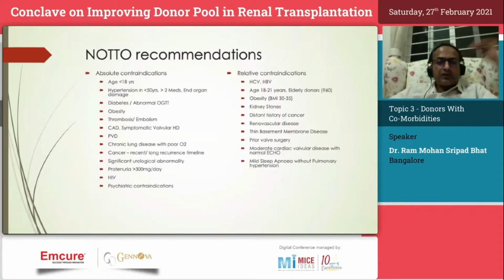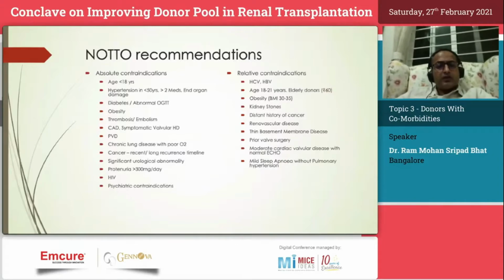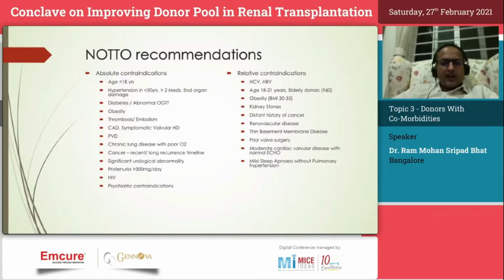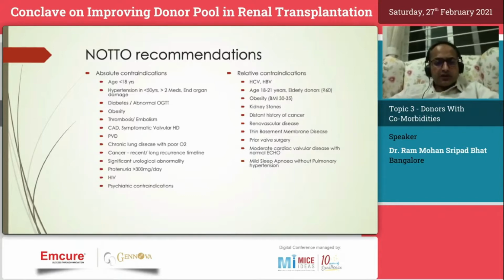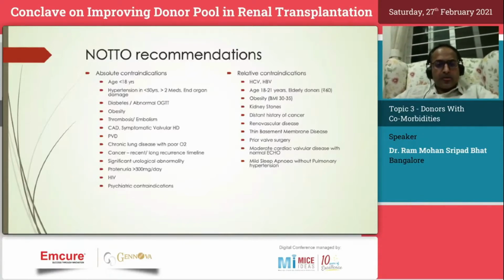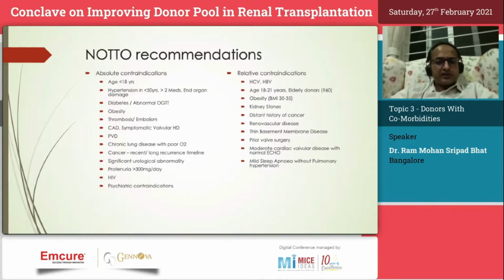NOTTO lists absolute contraindications: anybody who is a minor, and anybody who is young and hypertensive, whether controlled or uncontrolled, they say we should not consider. Also anybody who is more than 50 and on 3 or more drugs, anybody who is hypertensive with end organ damage, anybody with diabetes, and also abnormal OGTT. It doesn't qualify exactly what it means by abnormal OGTT, whether it means only impaired fasting or both impaired fasting and 2-hour postprandial. Obesity is mentioned as an absolute contraindication, but if you go to the relative contraindications on the right hand side, it says obesity 30 to 35 is a relative contraindication. So I take it that they mean obesity more than 35 is an absolute contraindication.